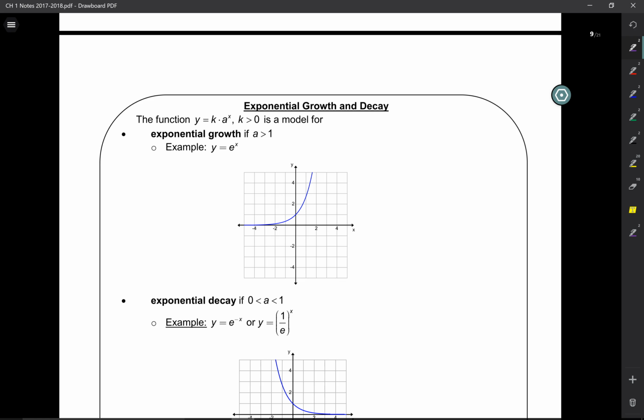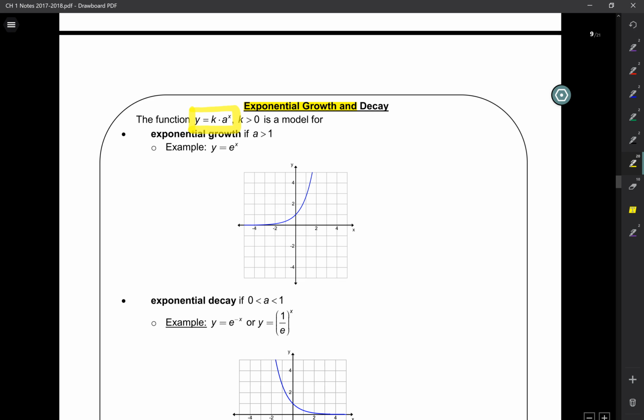Okay, so exponential growth and decay. So the functions look like this. You have a constant times something to the power of x. So for example, you could have y equals 3 times 2 to the x. You could have y equals negative 5 times e to the x. These are all examples of exponential growth and decay.